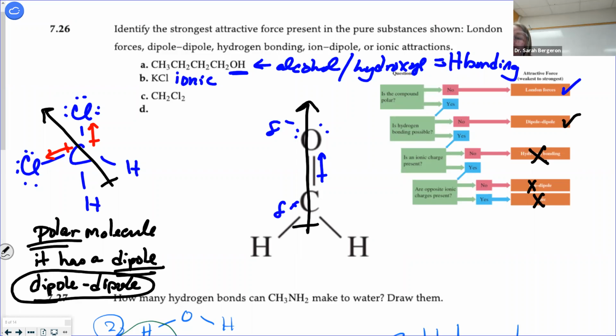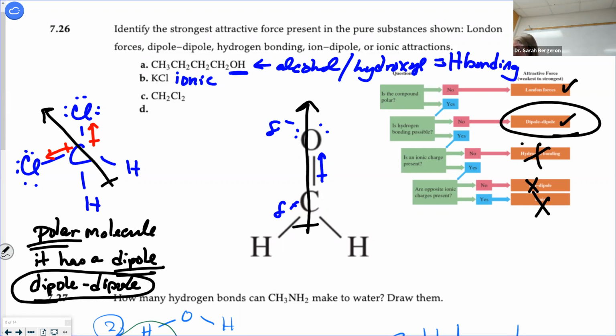So do I have London forces? Let me erase this as last time. Do we have London forces? Yes, we do. Everything has London forces, everything. Do we have dipole-dipole interactions? Yes, we have a dipole, absolutely. Do we have hydrogen bonding? Do you have a hydrogen bound to N, O, or F? No. Do we have ion-dipole interactions? No, because we have no ion. Do we have ionic interactions? No, because we don't have 2 ions. So what's our strongest for D? Dipole-dipole.